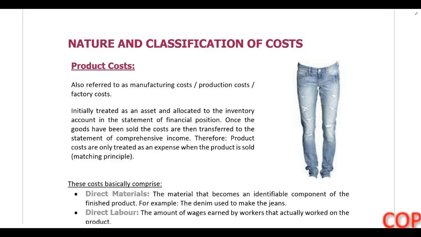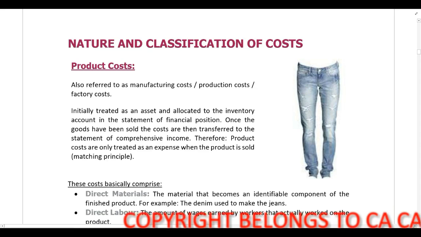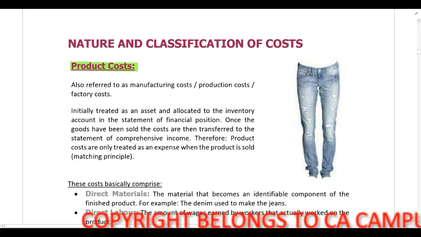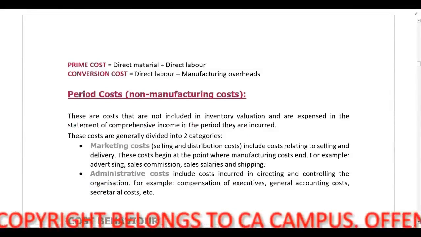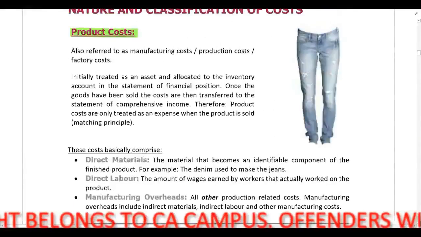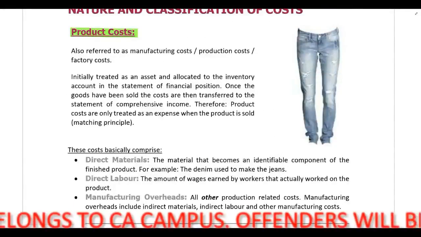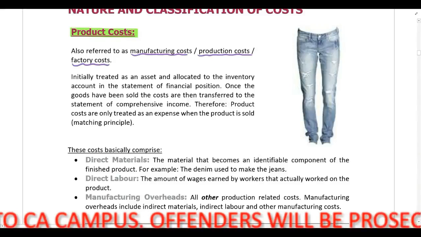We are going to start this lecture with the nature and classification of costs. It's important for you to understand, if you are provided with the statement of profit and loss and other comprehensive income, all of the expenses on that statement will either be classified as product costs or, on the next page, period costs. Now, product costs are costs that are related to manufacturing. So they are manufacturing costs, production costs, or factory costs.